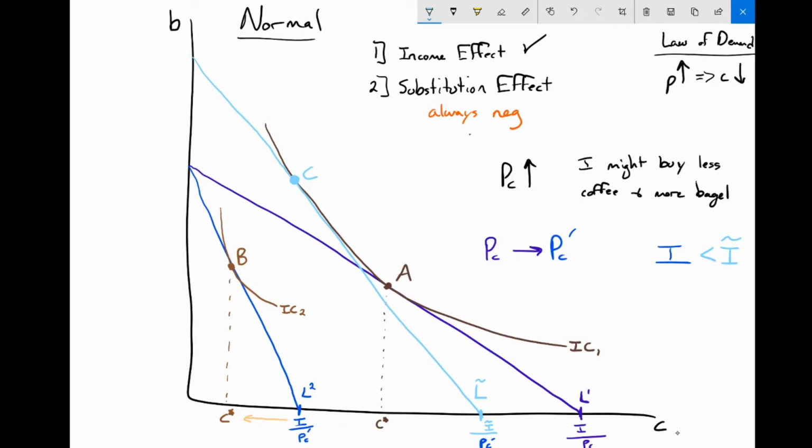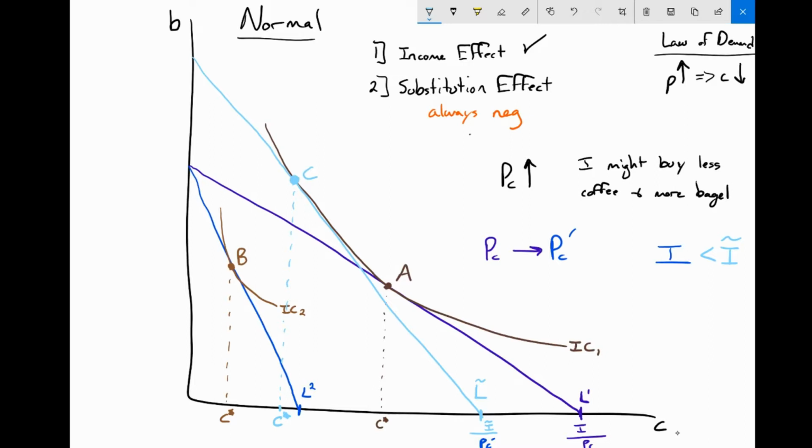So let me illustrate this. I'm going to do some erasing here. Allow me to erase this so that I can illustrate some things. So at this bundle C, they're going to choose a new C star. All right, now this is how we can illustrate the income effect versus the substitution effect.